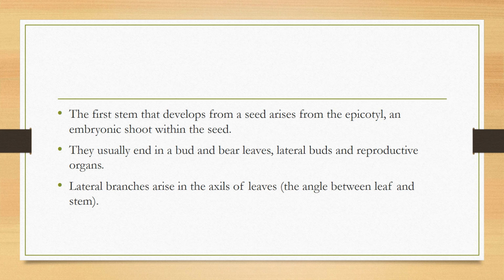Lateral branches arise in the axil of leaves. If you don't know, the axil of leaves is the angle between the leaf and stem. If you imagine the position of leaf and the stem, there is an angle between the leaf and the stem, this angle called axil. So in this area, the lateral branches arise. Okay. All these are facts about the stems.